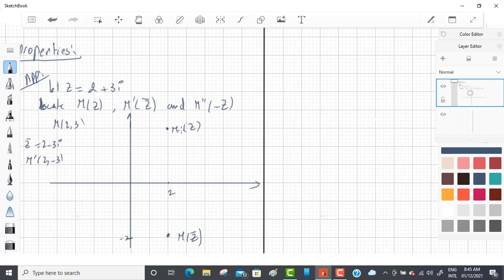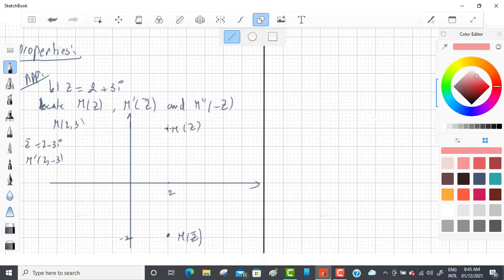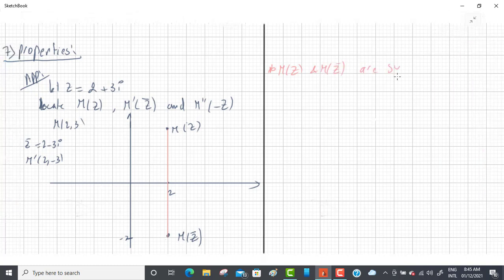You can notice that M of affix z and M of affix z bar are symmetric with respect to the x-axis. So the first property: M of affix z and M of affix z bar are always symmetric with respect to the x-axis.